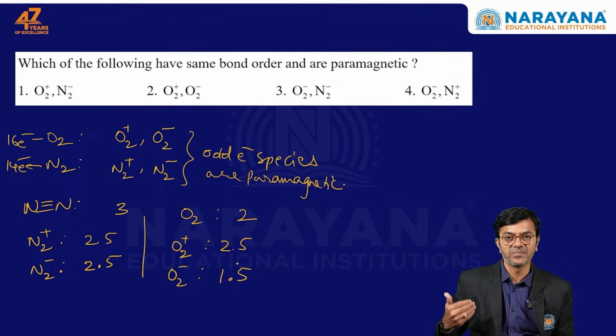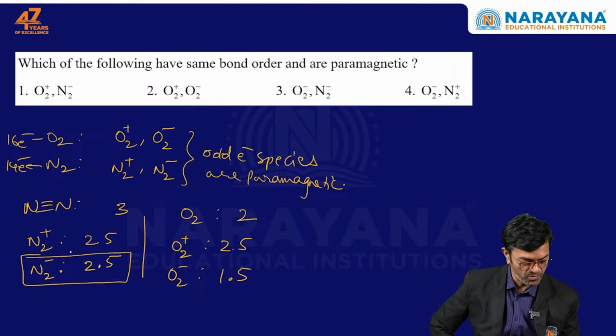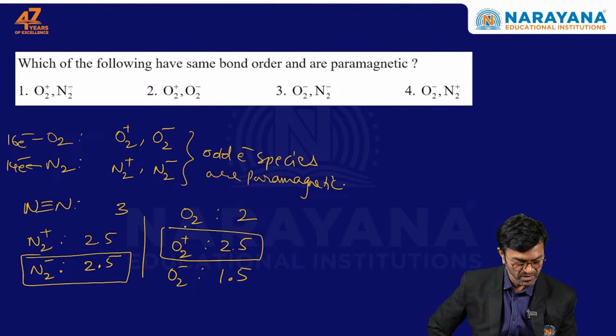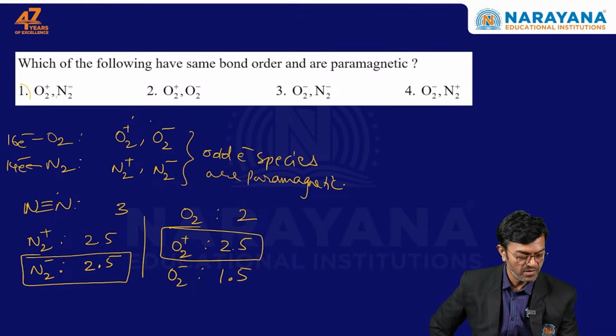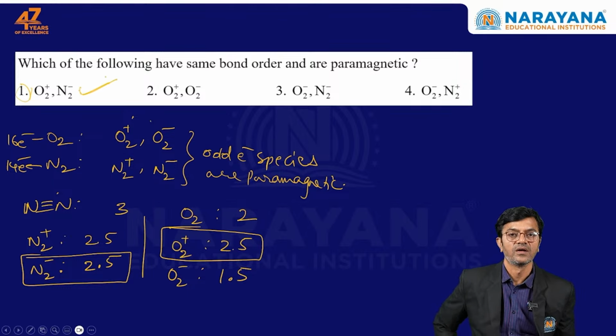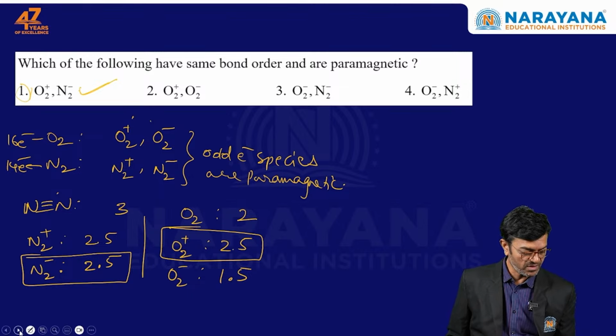So, he is asking for the same bond order. If you observe here, N2 minus has 2.5, O2 plus 2.5, and both are paramagnetic. So, accordingly our answer must be the first option, that is A, O2 plus and N2 minus have the same bond order as well as both are paramagnetic.